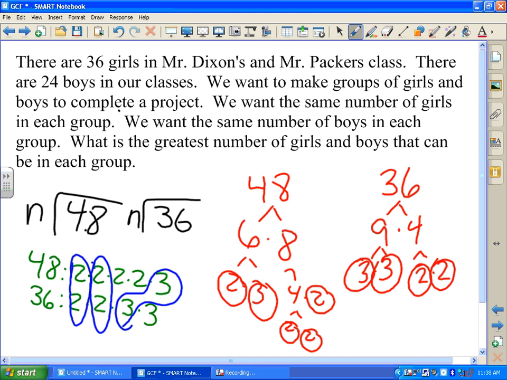In 48, I have a 2 and a 2 left. I don't have any 2s on the bottom. I have a 3 left on the bottom, but I don't have any 3s left on the top. Remember, it has to be a 1-to-1 correspondence. It has to be on the top and the bottom in order to be able to circle it.